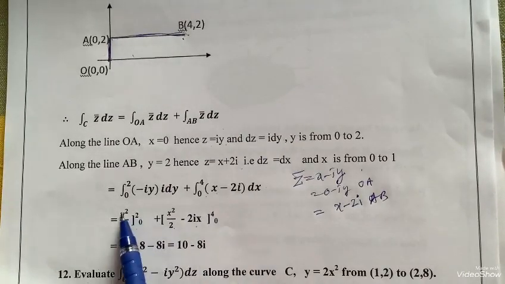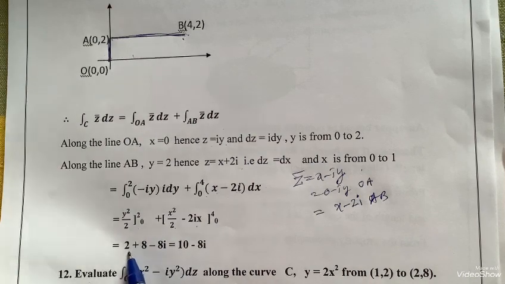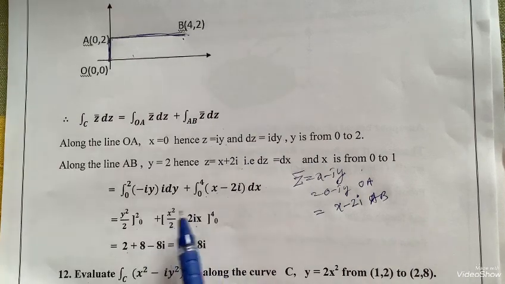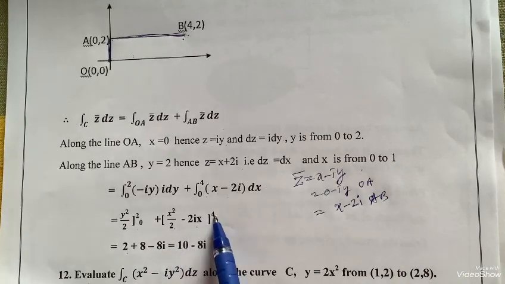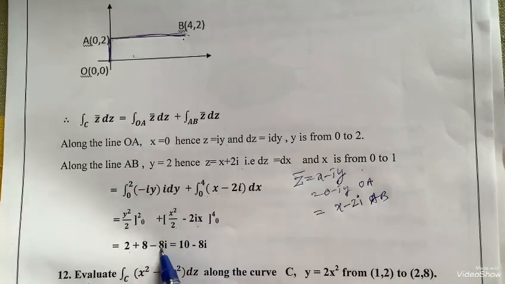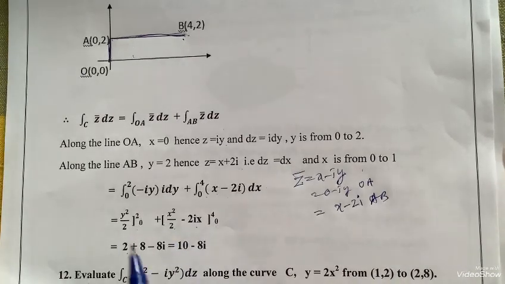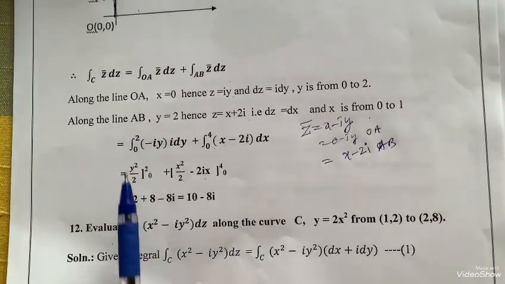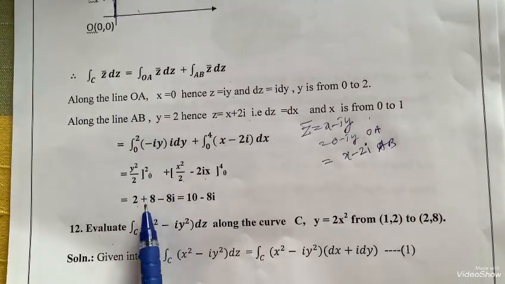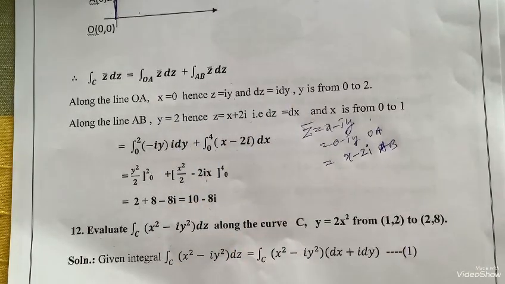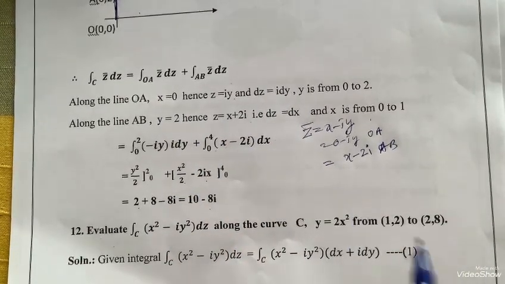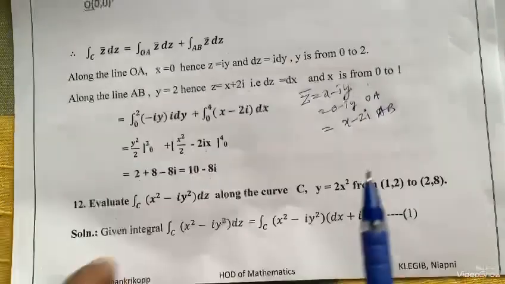Therefore, substituting the limits, y square is 4 by 2, which is 2, plus x square by 2: 4 square is 16 by 2, which is 8, minus 2i into x, which is 2 into 4, 8i. For the lower limit you are getting 0. So it is 10 minus 8i here. Therefore the integral is equal to 10 minus 8i. This function is not analytic, that's why you cannot write the integration directly. You have to use this procedure.